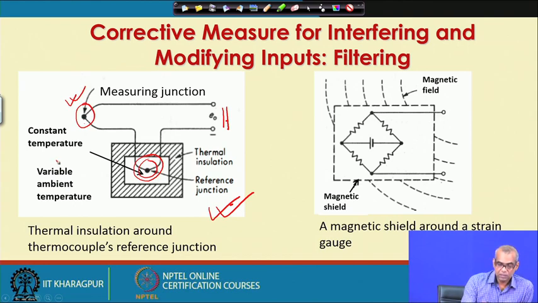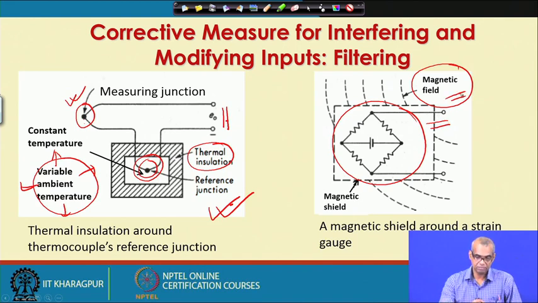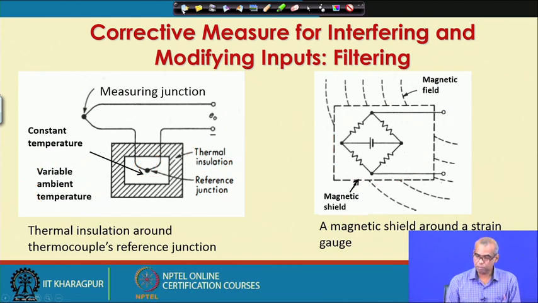Now, there will be the effect of variable ambient temperature. So, to filter out the effect of variable ambient temperature, the reference junction can be put in thermal insulation. So, this is that thermal insulation. Similarly, in the case of a strain gauge, the effect of a surrounding magnetic field can be filtered by putting the strain gauge within a magnetic shield, maybe made of a metallic box, to filter out the effect of the magnetic field. So, this is an example of filtering.